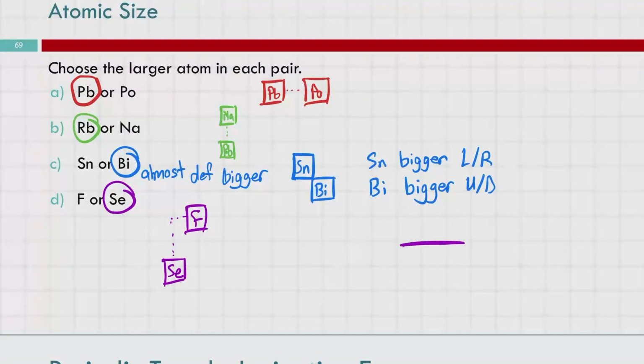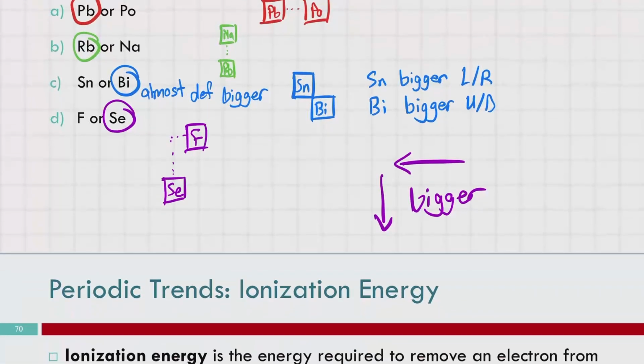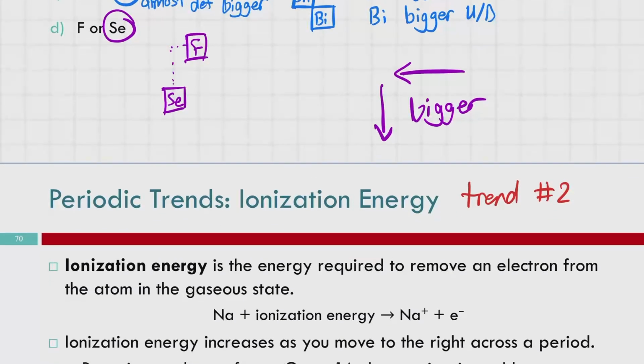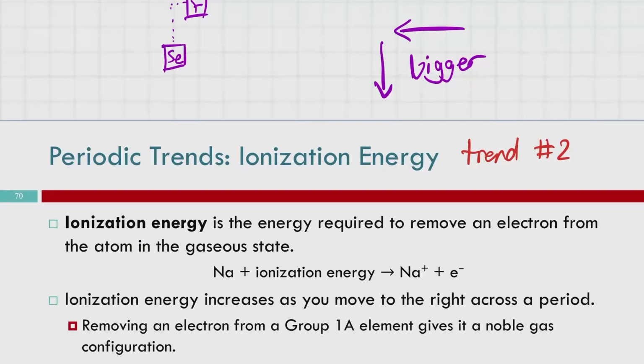Okay, so in review, this is our bigger directions. Bigger if you're further to the left, bigger if you're further down. We also have the ionization energy trend, the second trend, trend junior, if you will.